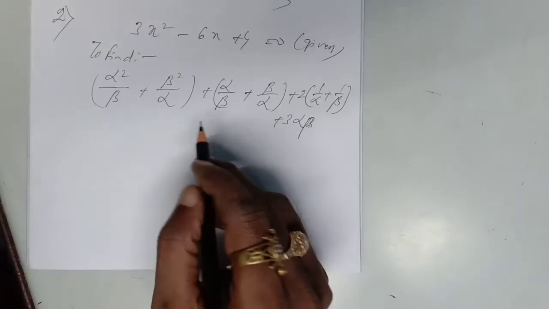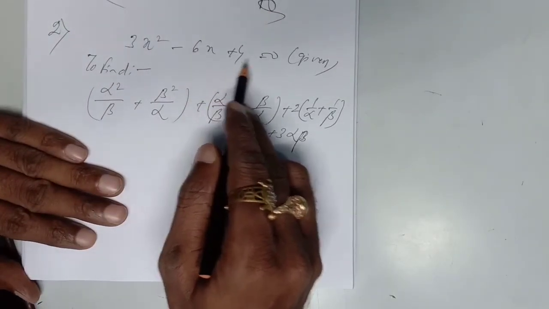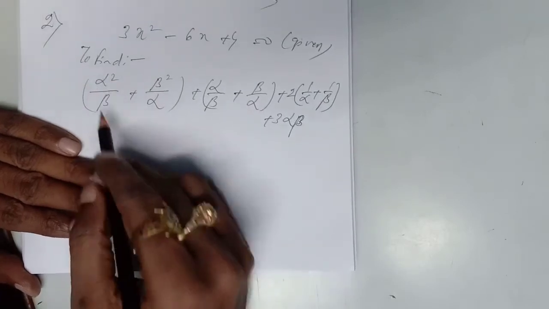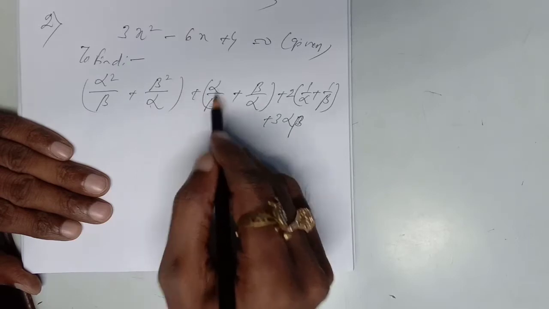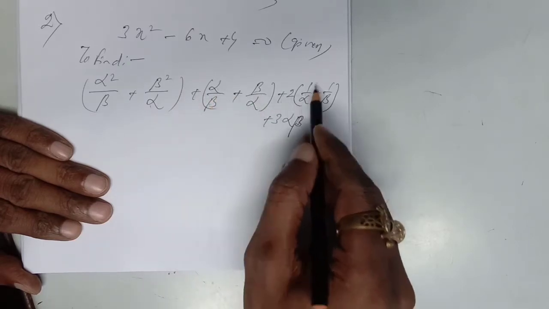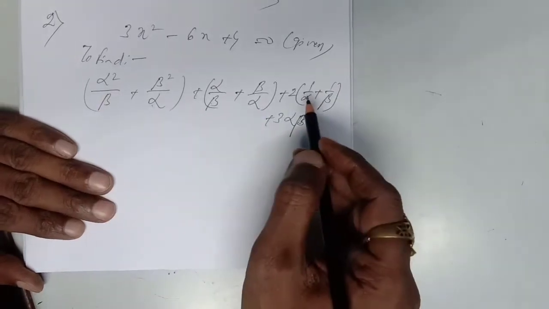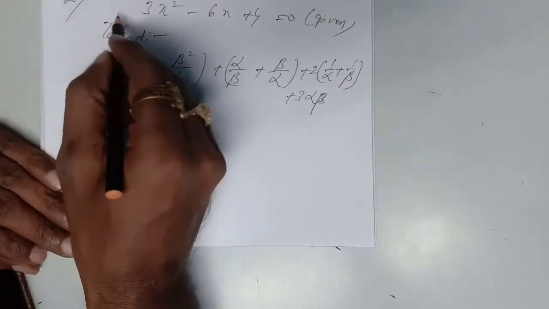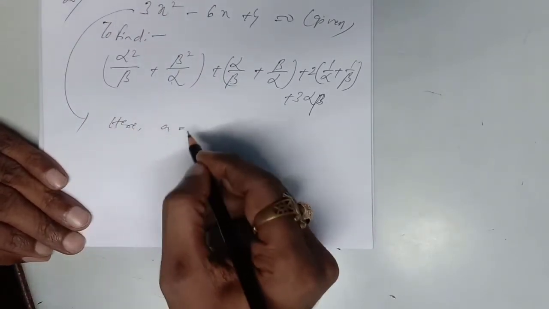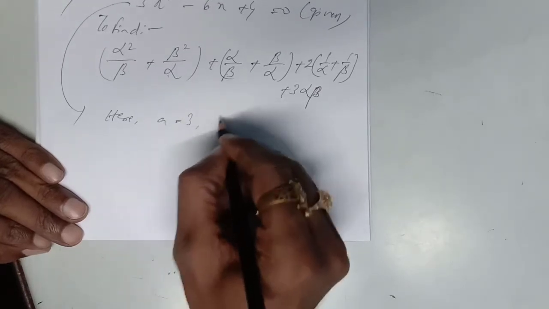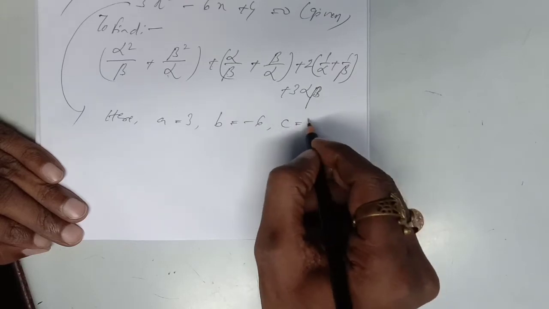See question number 2. 3x square minus 6x plus 4 equal to 0. This is given. You have to find alpha square by beta plus beta square by alpha plus alpha by beta plus beta by alpha plus 2 whole into 1 by alpha plus 1 by beta plus 3 alpha beta. This is the value you have to find out. First, from the given equation find the value of a, the coefficient of x square, which is 3. The value of b, the coefficient of x, is minus 6. The value of c, the constant, is 4.